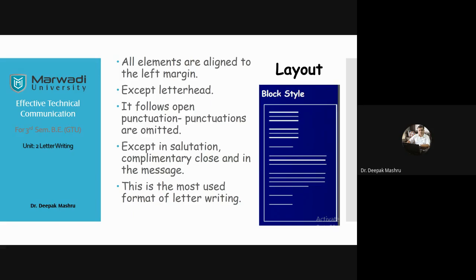Now it follows open punctuation and closed punctuation, two forms. What is open punctuation and closed punctuation? When we talk about writing addresses, there are two types of addresses written in letters. Number one is self address. Number two is inside address. Mind it. Self address is the address written by the writer, which is his or her address. That means self address is the sender's address, and inside address is the receiver's address. The first address would be of the sender, the second address of the receiver. Sender and receiver, this would be the sequence.